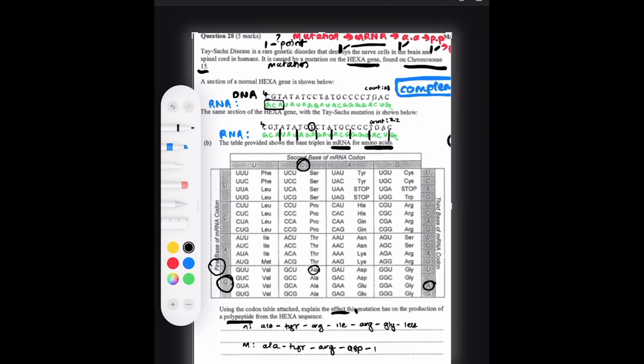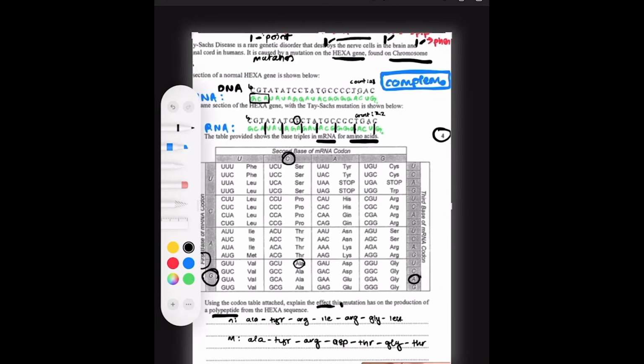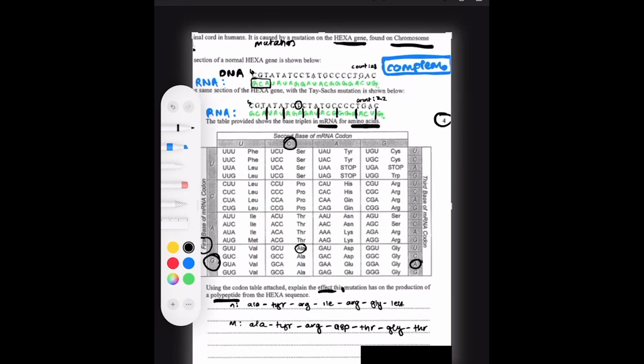THR. Threonine is the THR. Yep. GLY, glycine. THR again. And then just a G. Yeah, and a G will not code for anything because remember, how many bases code for an amino acid? 3. Good. We only have 1 there, so it's not going to code for anything.